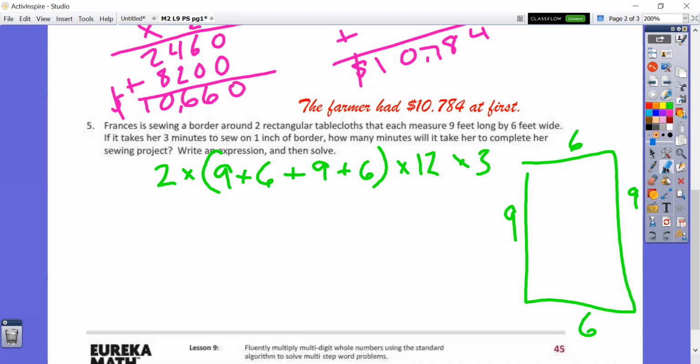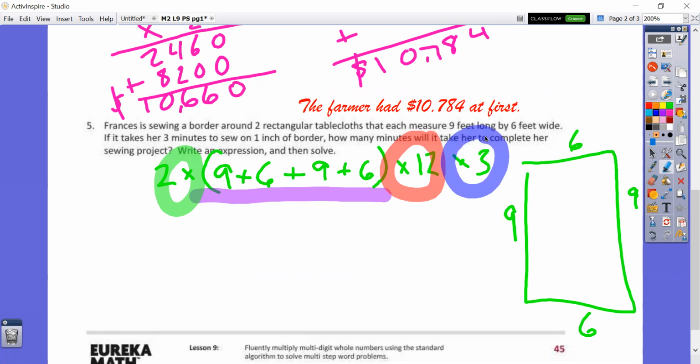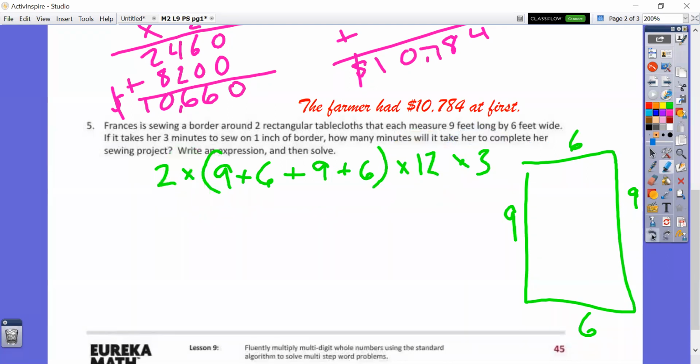So just to go over this expression again, we're finding the perimeter of a rectangle. And then we said there's 2 of those rectangles. After that, we know that those are in feet and we need it in inches. So we multiply by 12. And then to solve for how many minutes it's going to take, we're going to multiply that by 3. So first we find out how many feet our perimeter's in, with both rectangles, we change it to inches, and then we find out how many minutes. So let me get rid of those highlights, and let's go ahead and start doing the math.